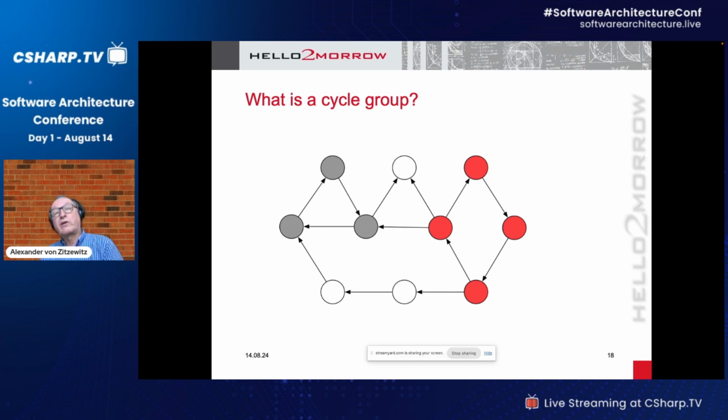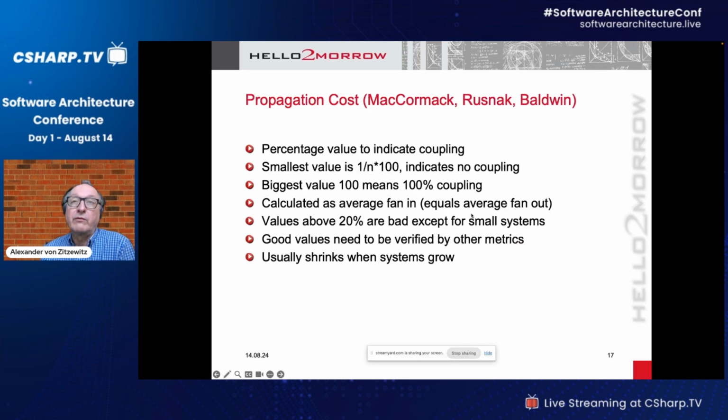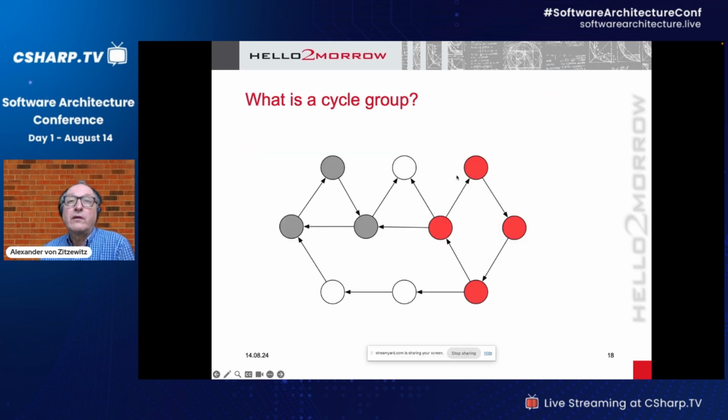Now, we talked about cycle groups a little bit. Here's a visualization of what that exactly means. In this graph, we have two cycle groups, the gray one and the red one. And the white nodes are not involved in any cycles. With Apache Cassandra before, we saw that giant cycle with 1553 elements. You can imagine that this looks a lot more complicated.